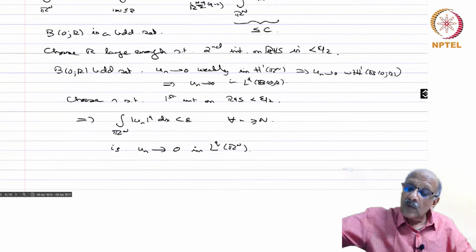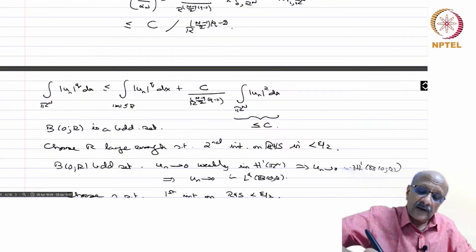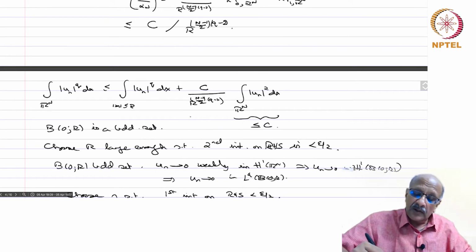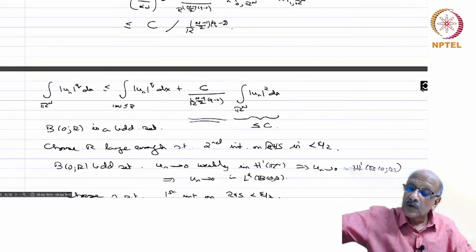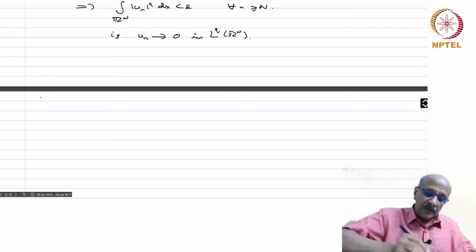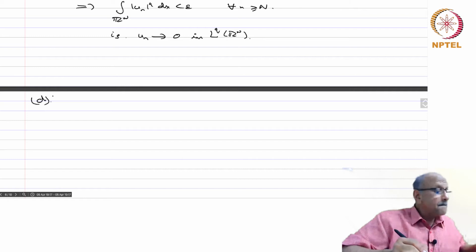Okay, so this will not work for q equal to 2, because you have a q minus 2 factor here, and if you want this integral, this term, to be made small, you will need that q is bigger than 2, so it won't work for q equal to 2. So that is part D of this exercise.